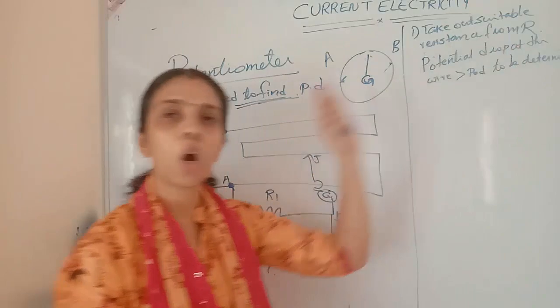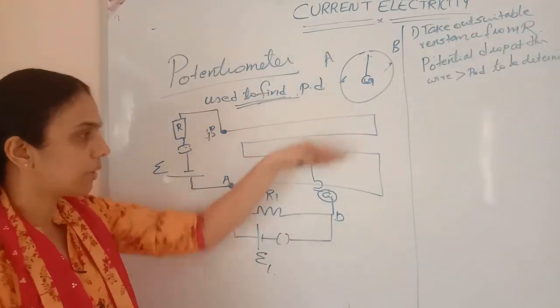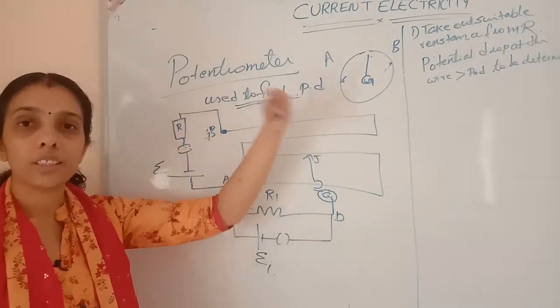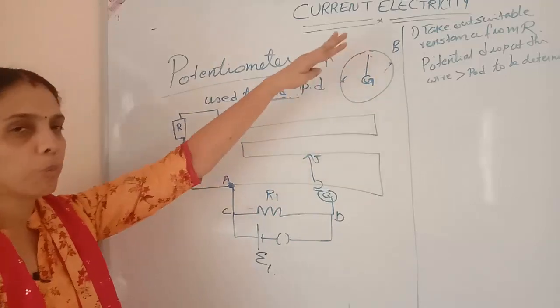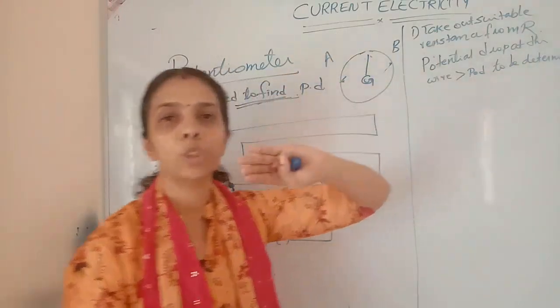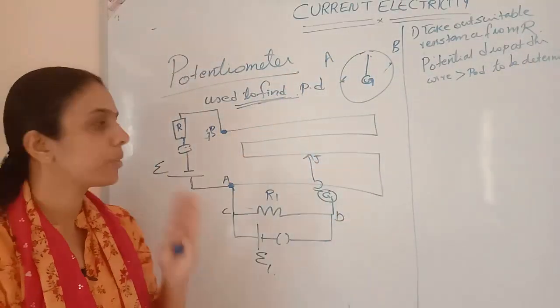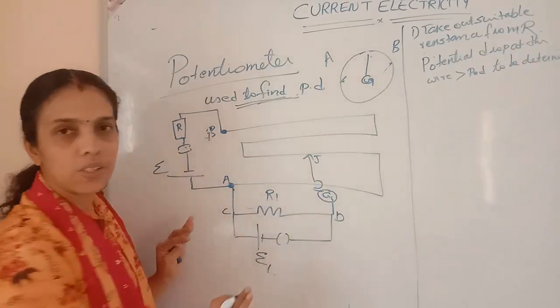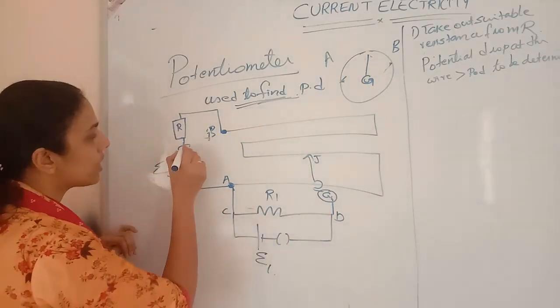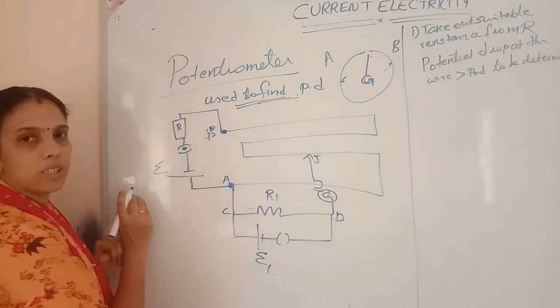Okay, the potential drop at the end of the wire should be greater than the potential difference which is to be determined. Okay, now that is the first step. Then what we will do, we will be doing after closing this one.